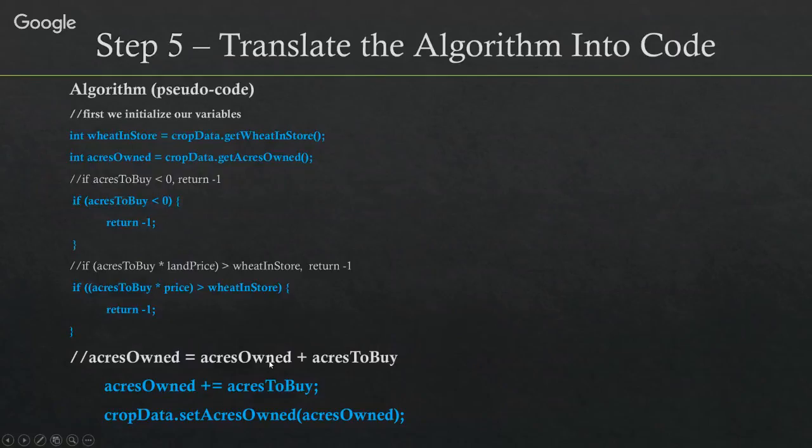So acres owned equals acres owned plus acres to buy. And when we write that in code, we could write acres owned equals acres owned plus acres to buy, but we have this nice plus equals operand here that we can use, so that will automatically add acres to buy to acres owned, and then we set the acres owned variable inside of crop data to what we've calculated.